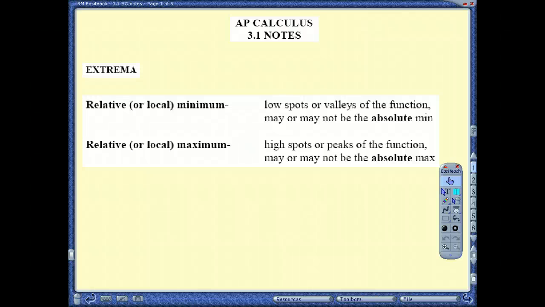Hello and welcome to section 3.1 notes. It's all about extrema in chapter 3. We will be discussing relative extrema and we will be discussing absolute extrema.